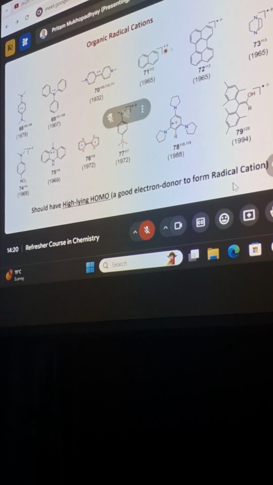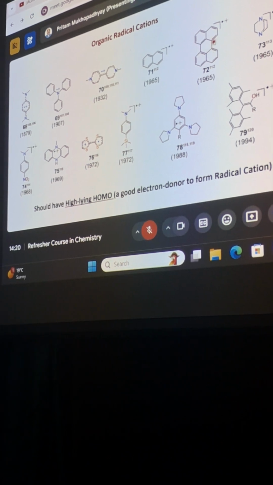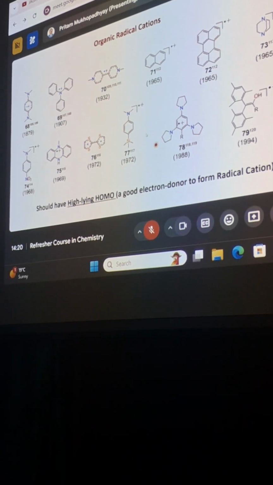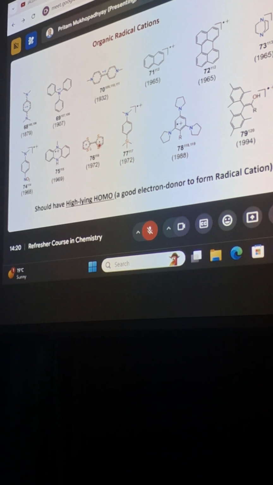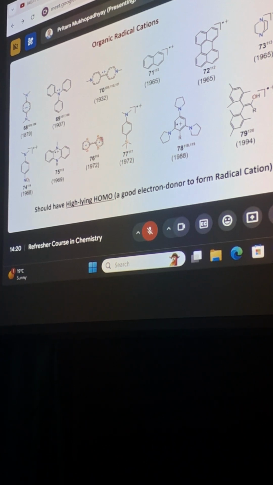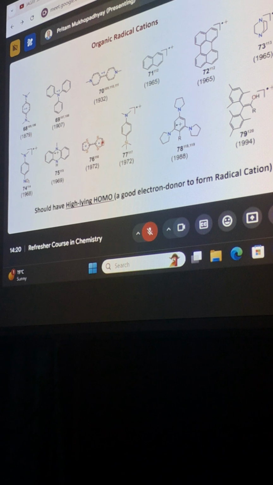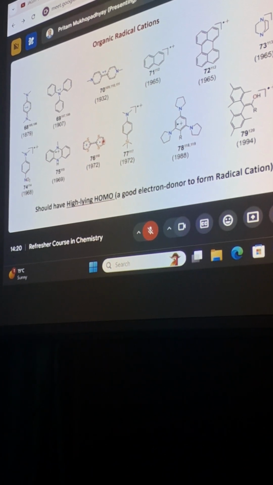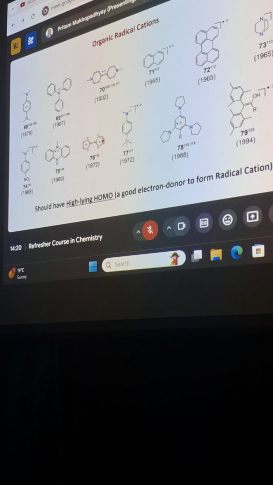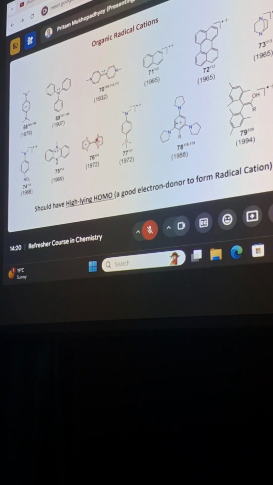You can see this naphthalene radical cation. This is a pyridine based radical cation, right? Many types of radical cations are nowadays known. This is one of the most interesting radical cations. It is called tetrathiafulvalene, TTF in short. TTF radical cation is very interesting because it was reported to be also a superconductor.